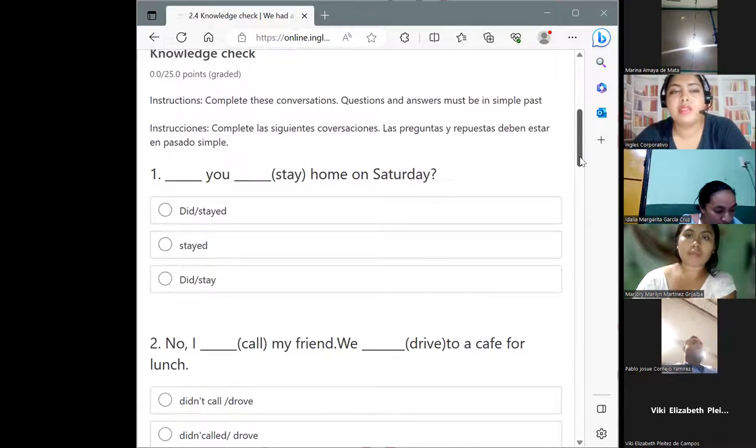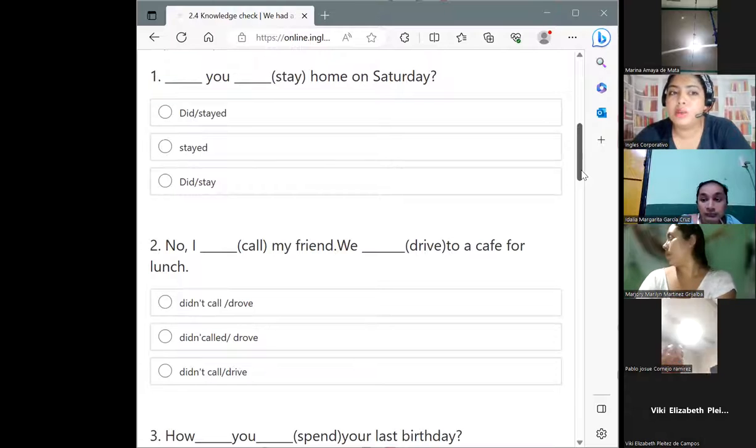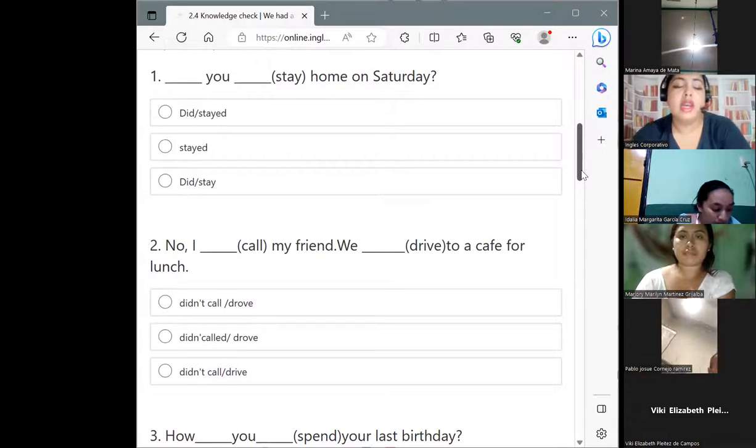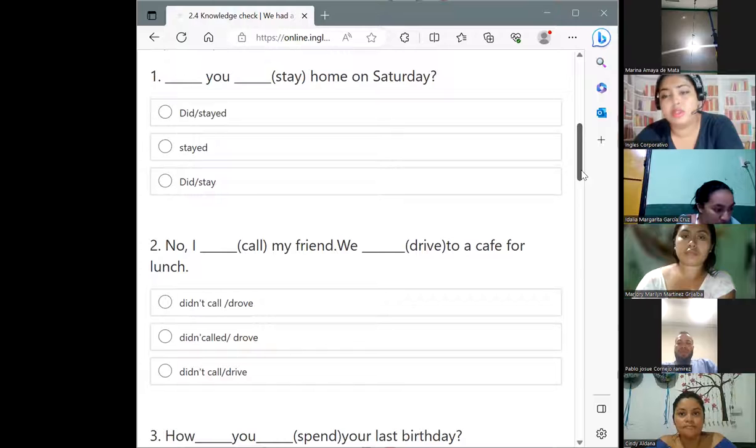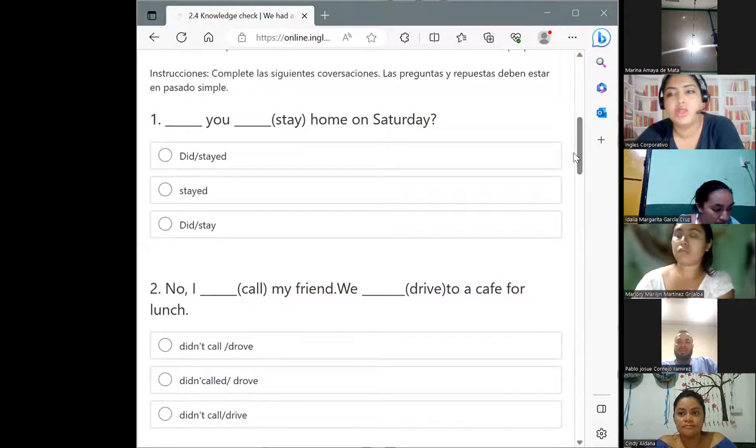So we have the knowledge check 2.4, and it says, complete these conversations, questions and answers must be in simple past. So in this case, we are going to find the words that we need to use to complete these questions. And obviously, we are using the simple past. We are going to have 2 minutes to read the question and the options, and then you are going to tell me the best option to complete the question. In this exercise we have 10 different parts. So we are going to begin with number one and number two, then number three and number four and so on. So 2 minutes to read these ones, and we are going to answer these questions. So let's begin.